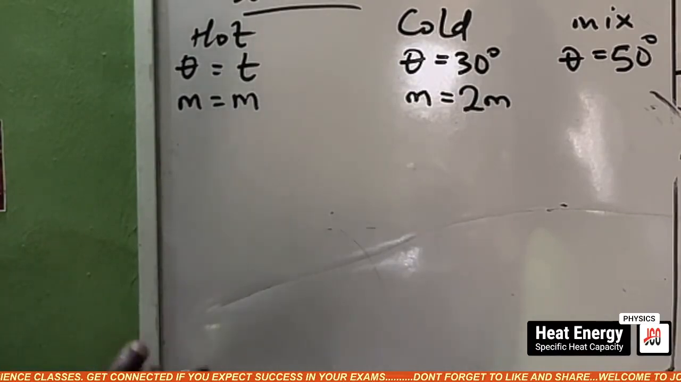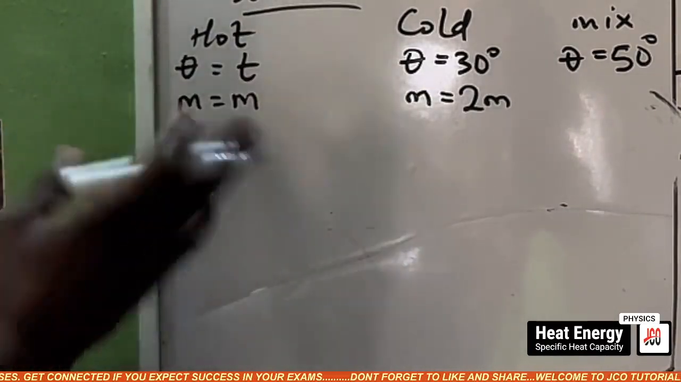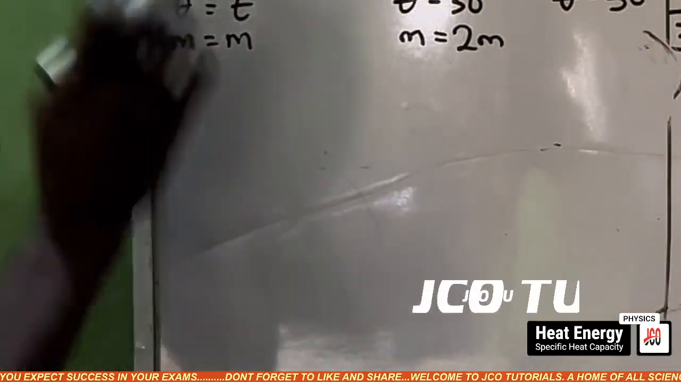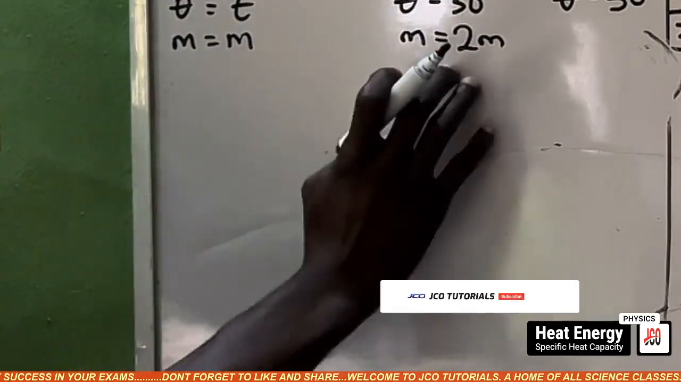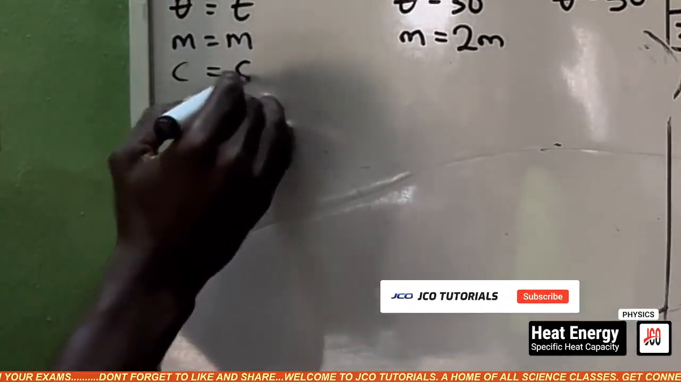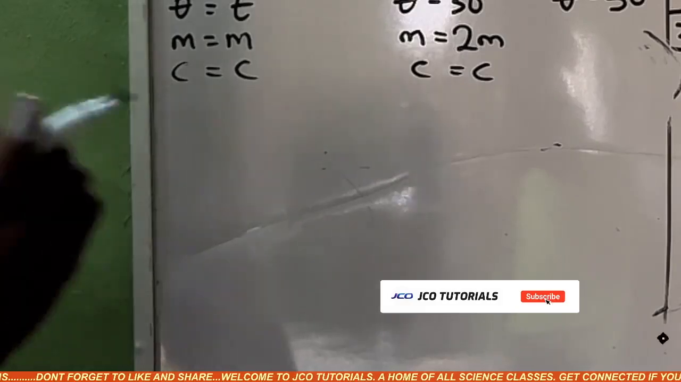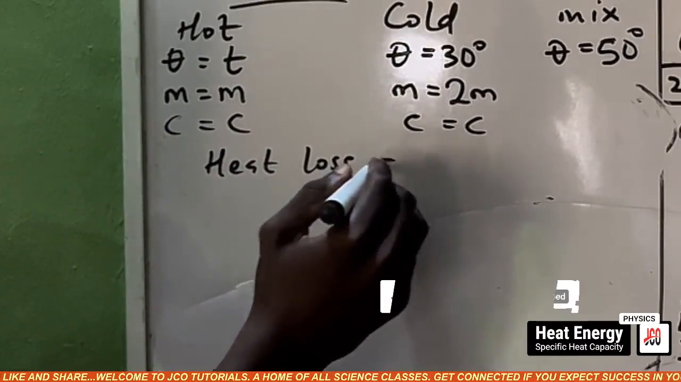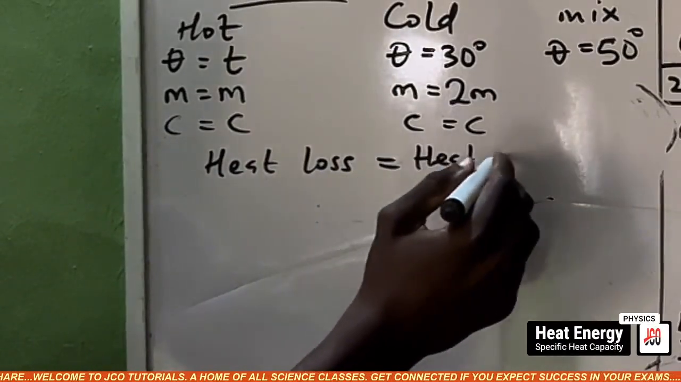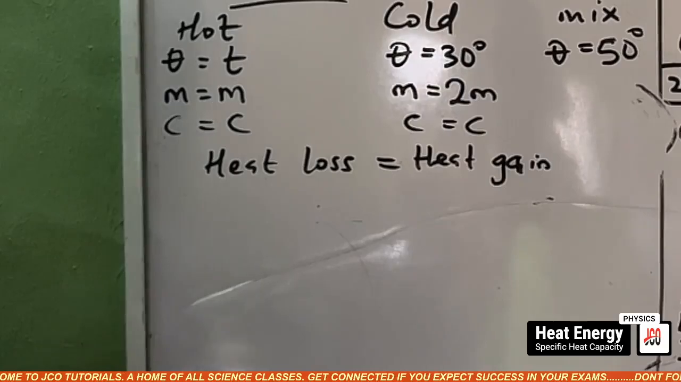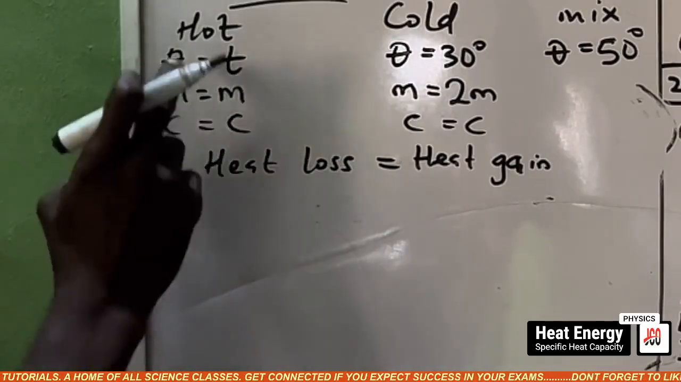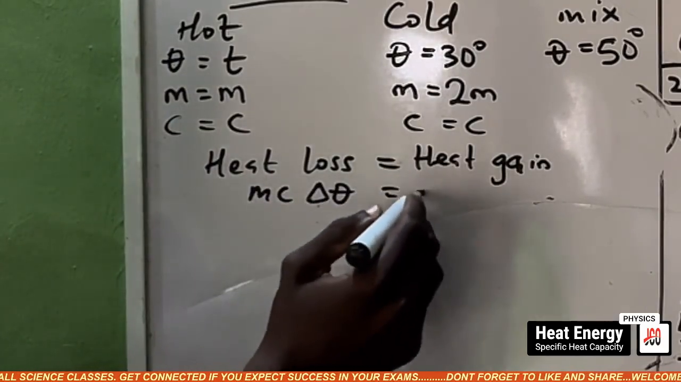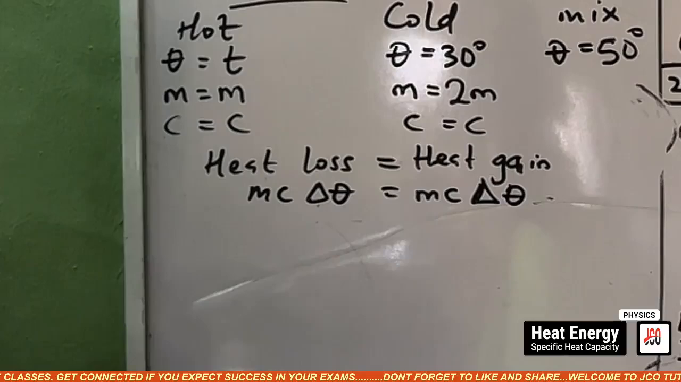Having gotten this, you're not given specific heat capacity here. Since they are still talking about the same thing, water, it is irrelevant, because whether you write specific heat capacity, they will still cancel out. So let's write it as C equals C. They're the same thing. So our principle: heat lost is equal to heat gained. Who is losing? Hot water is losing. MC change in theta equals MC change in theta.